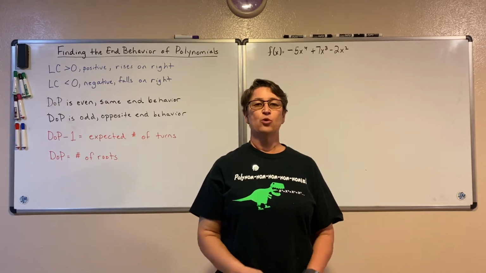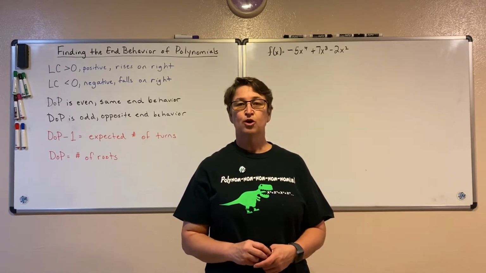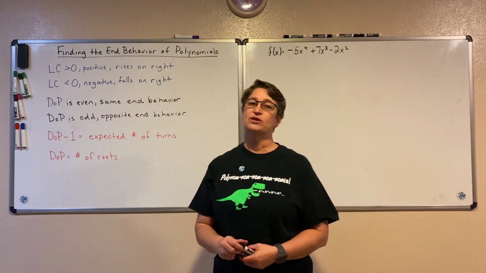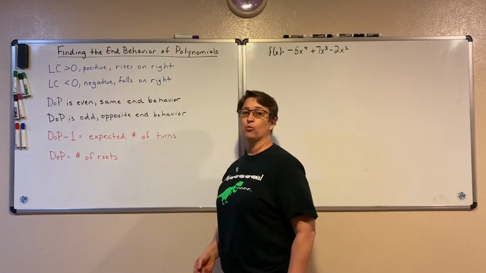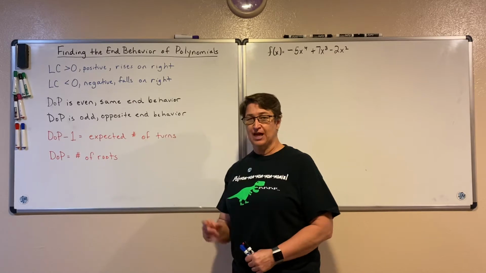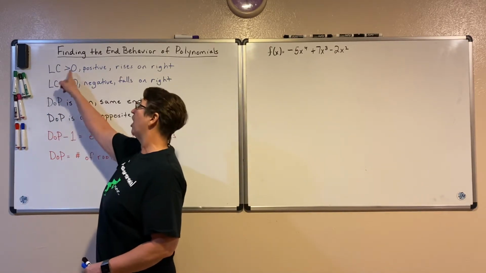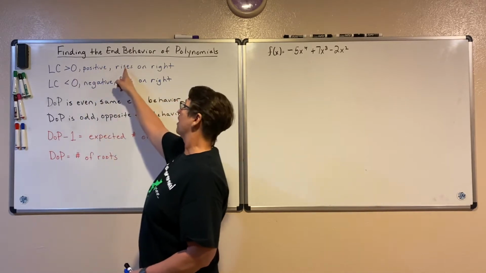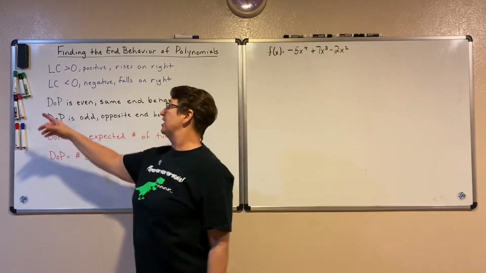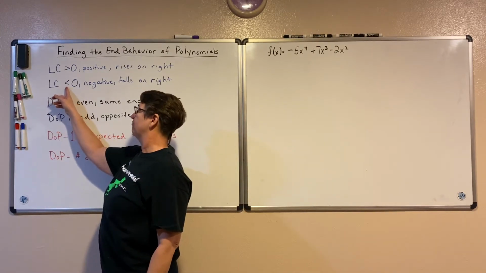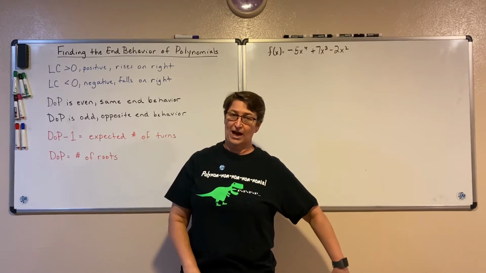In this video, we're going to find the end behavior of our polynomials. In a previous video, we noticed some patterns about polynomials. We noticed that when the leading coefficient, that number out front of the polynomial, is positive, the graph is going to rise on the right. But if our leading coefficient is negative, then it's going to fall on the right.